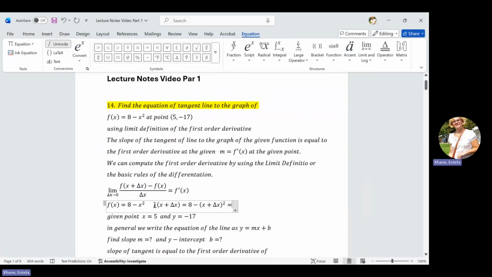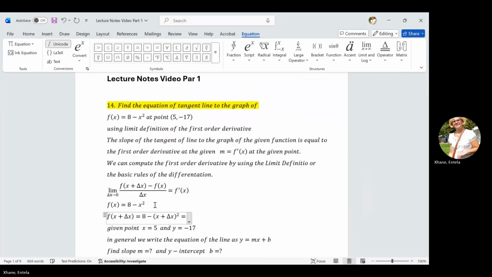So to simplify, I'm going to keep 8 as it is. And then I have to write x plus delta x as the product of two of them. Because if you're squaring, that means the expression is multiplied by itself. So it's going to be x plus delta x multiplied by itself.